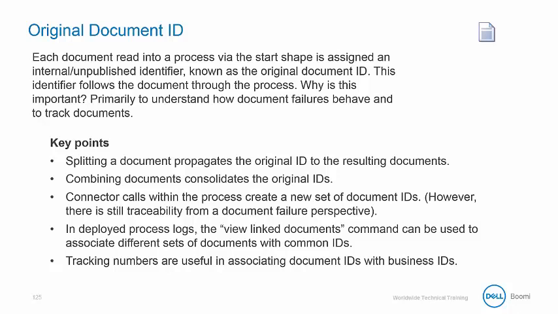Most documents come in through a connector shape, but you may have a process that uses a connector call inside another shape, and if that creates a new document, then it will get an original document ID. If you bring in a document containing multiple records and split it, once again propagating the original document ID to all of the split documents, then you can use the View Linked Documents command in Document Detail View to see the results of all associated documents.